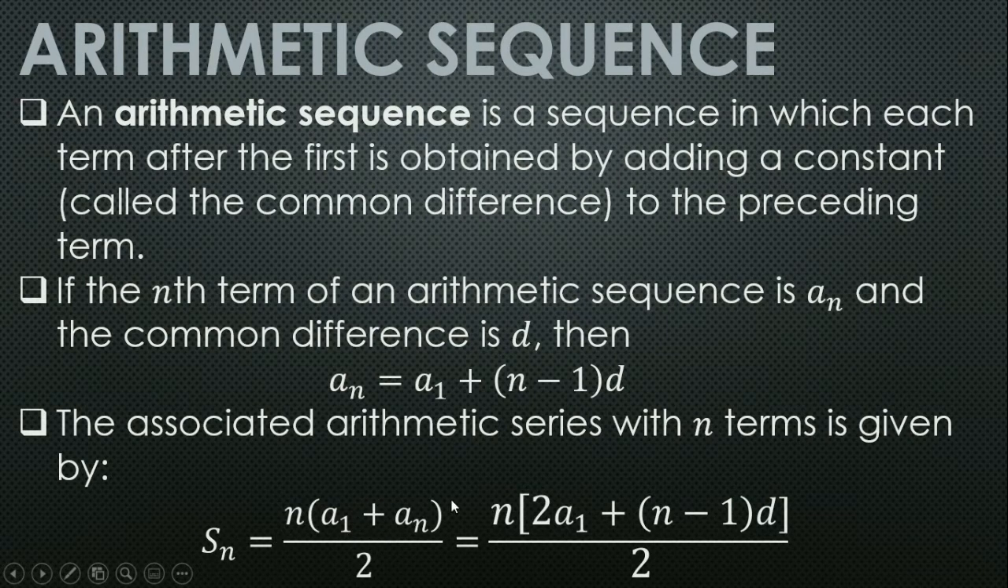We can use this kapag given yung n, yung number of terms, given yung first term, last term. Pero kapag hindi given yung mga bagay-bagay na yan, we can also use this other formula. Same lang din sila. So kapag ang given ay yung first term, yung value ni n at value ni common difference, we can use this formula. S sub n equals n times twice the first term plus n minus 1 times the common difference d, all over 2.